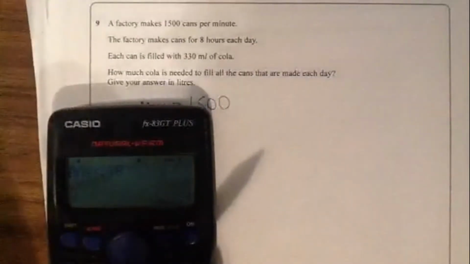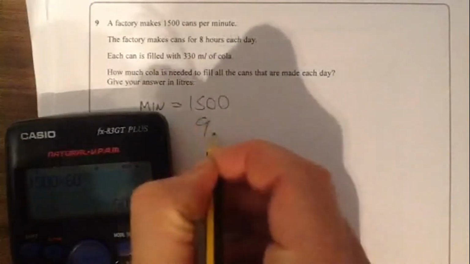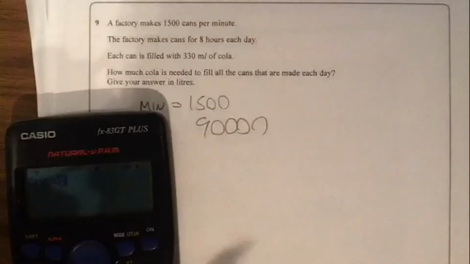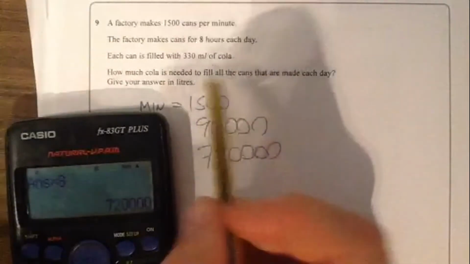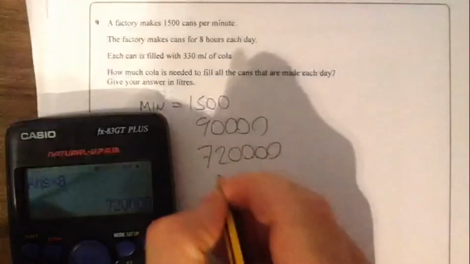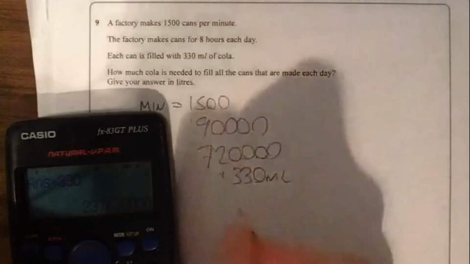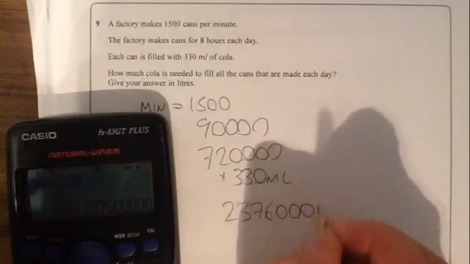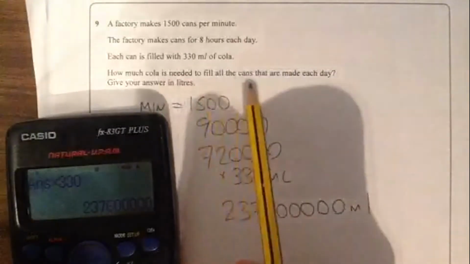So let's just get this bit out of the way. 1500 times 60 minutes an hour, which is 90,000. Times it by 8, which is 720,000. Okay, so that's how many cans are made in an 8 hour day. Each can is filled up with 330, so I'm going to have to times this by 330 millilitres. Okay, so this answer is in millilitres, and that's how much cola is needed to fill the cans that are made each day.